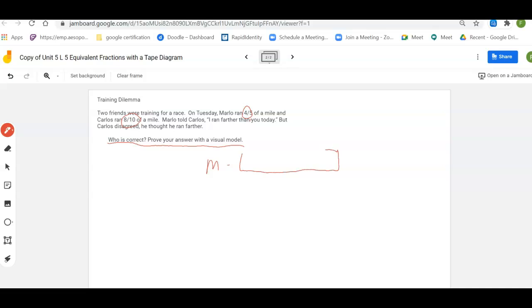So that means that we're just gonna do a little rectangle here, and we need 5 equal parts. 1, 2, 3, 4, 5 equal parts there. This is for Marlo, and let's see, Carlos. All right, so they both have to be the same, and we're going to say that these are the same lengths, represent a mile. So Carlos, 8/10 of a mile. So let's go. We got to do 10 equal parts here for Carlos.